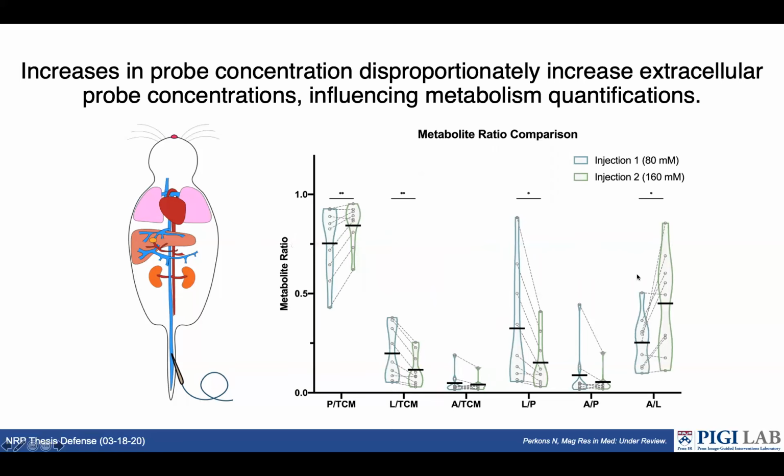And what I found was that the relative amounts of the metabolites to pyruvate itself went down. So lactate to pyruvate goes down because there's more lactate. Alanine to pyruvate went down as well, though not statistically significant here. And the fraction of pyruvate signal total went up.